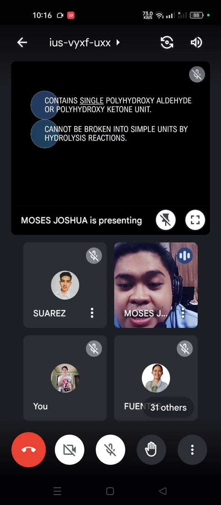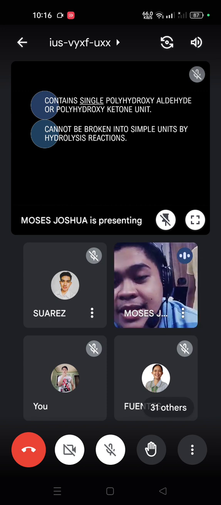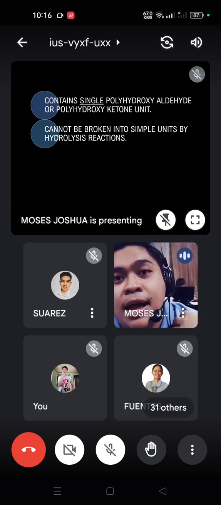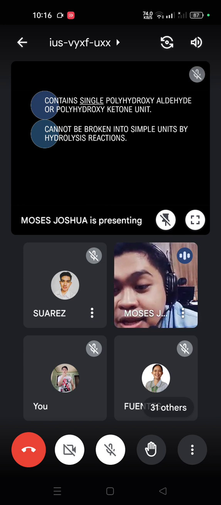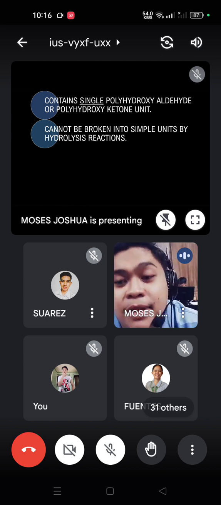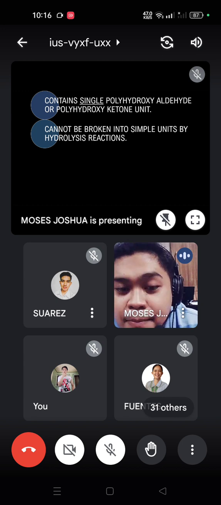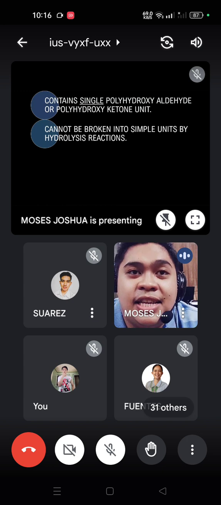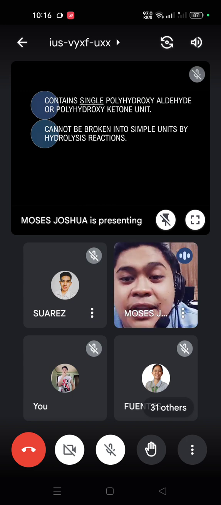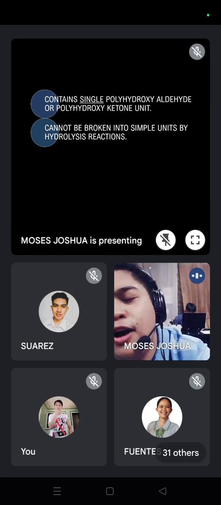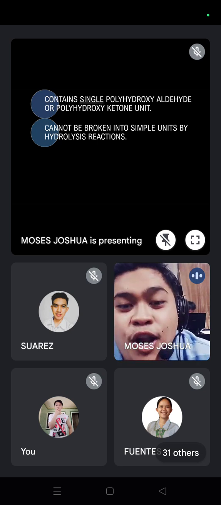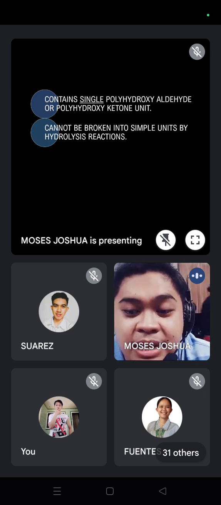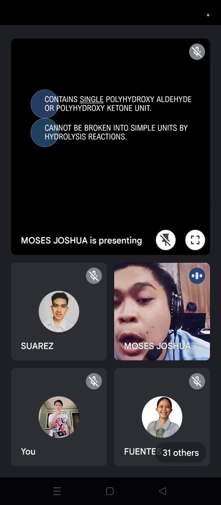We also have here: cannot be broken into simple units by hydrolysis reaction. Please take note that pure substances or basic units, the building blocks, can't be broken down into simpler units because again these are already simple units, so they can't be broken down or simplified any further. Just like in the case of elements in the periodic table, all of the elements found in the periodic table are elements already. So all of them are simple units, meaning they cannot be broken down into simpler units.